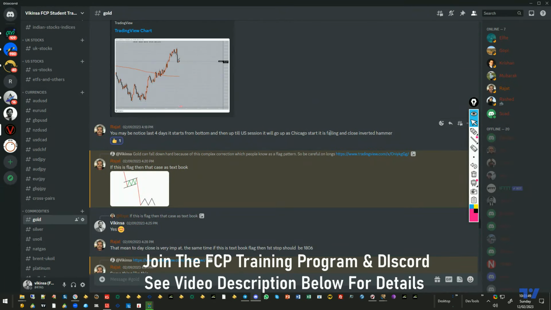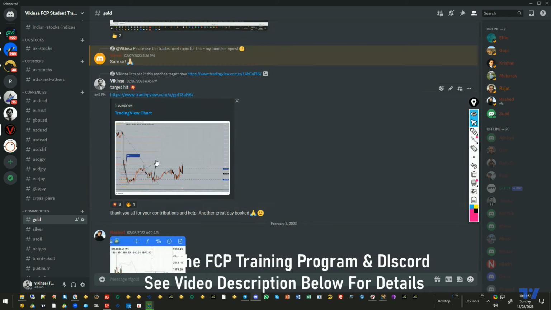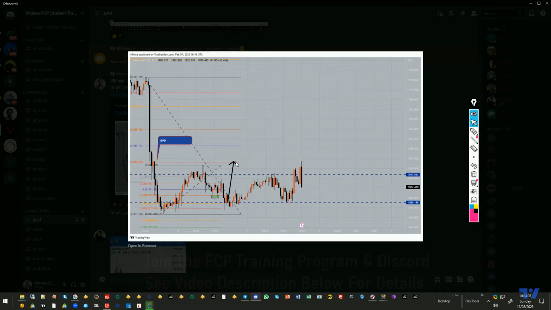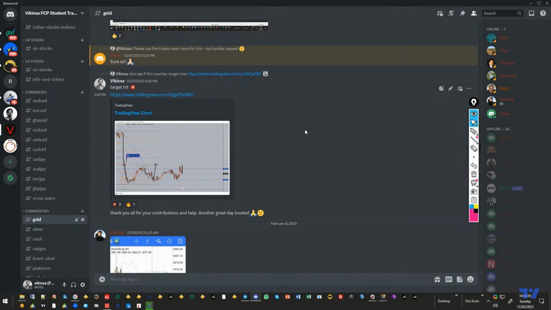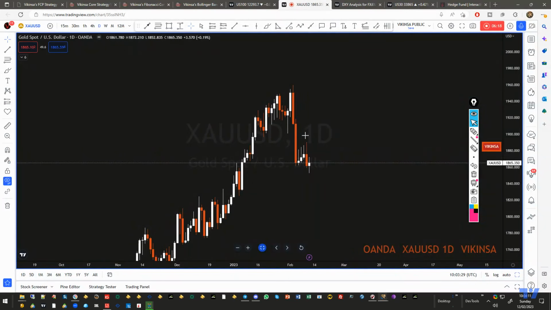This is how it is, so we are kind of staying one step ahead of this, and this all happened because this was the target which was given. In the FCP room, the gold was supposed to come there, touch that line, touch that gap and touch that level, and then fall back down. So it is following the plan, according to Vata and according to our FCP analysis.